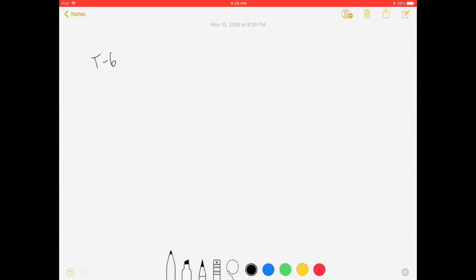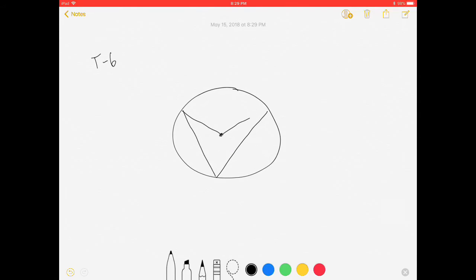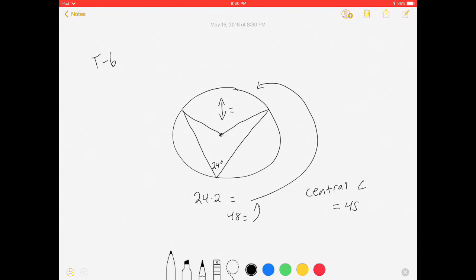Next up we have T6, central angles, inscribed angles, basic circle information. We have a circle, and that's the center of the circle right there. We were only given the inscribed angle. The inscribed angle to its corresponding arc length is half of it. So 24 times 2 would find your arc length. Arc length, so 24 times 2 is 48. Central angles and their arc length are the same. So we know that the central angle is also 48 degrees.